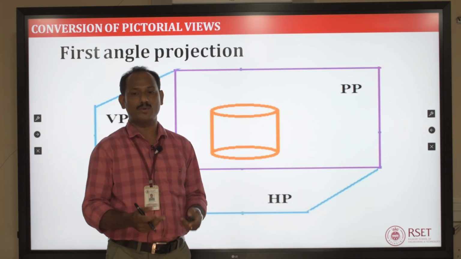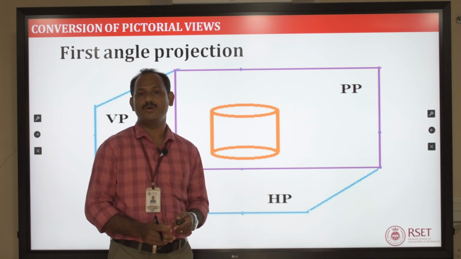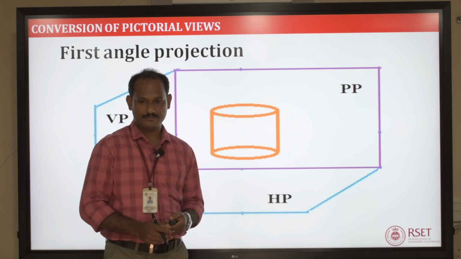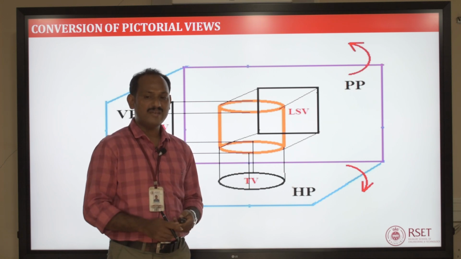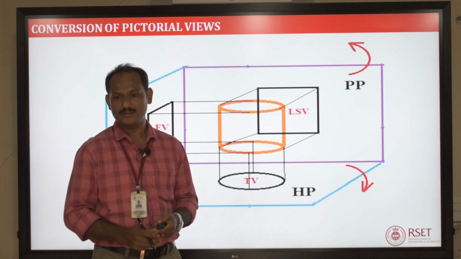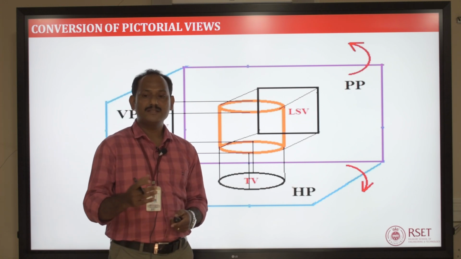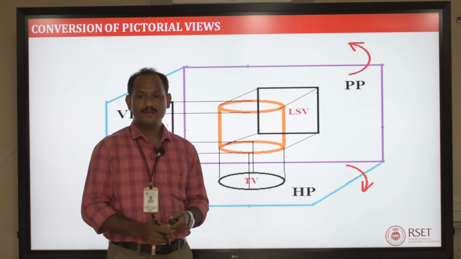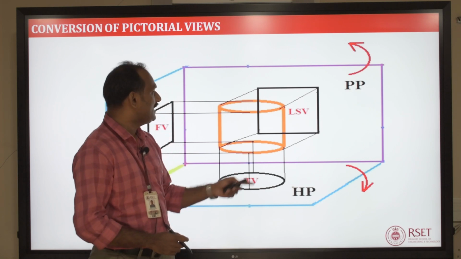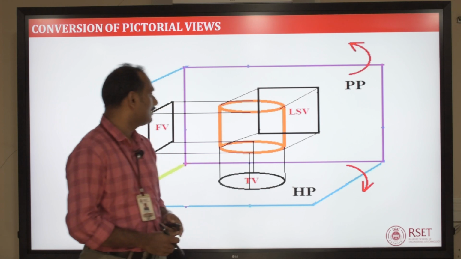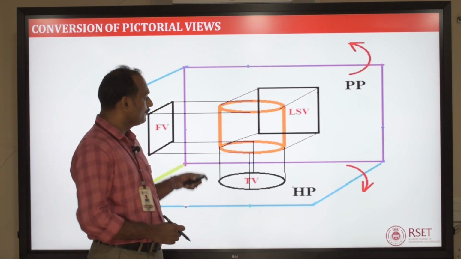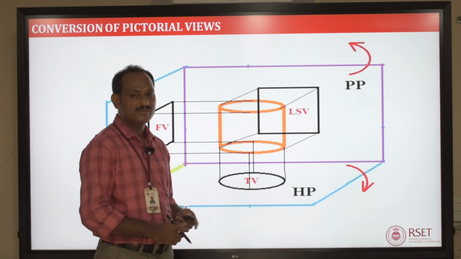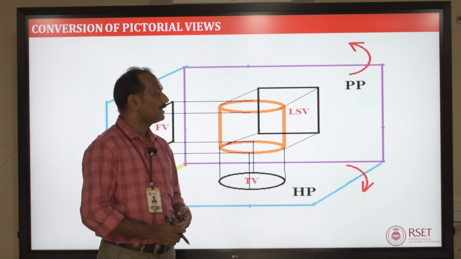Now, we follow the first angle projection. If the object is placed in the first quadrant, then it is called a first angle projection. On the VP, you will get the front view of the object. On HP, you will get the top view of the object, and on the PP, you will get the side view. Here, the PP is on the right side of the object. So, this view is the left side view of the object. So, the left side view of the object is always on the right side picture plane.